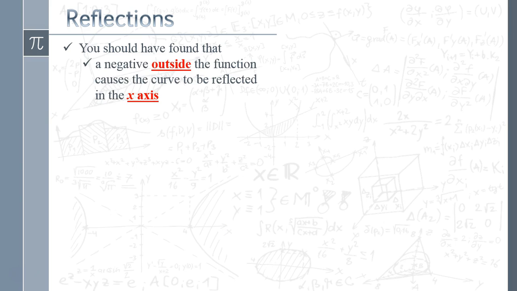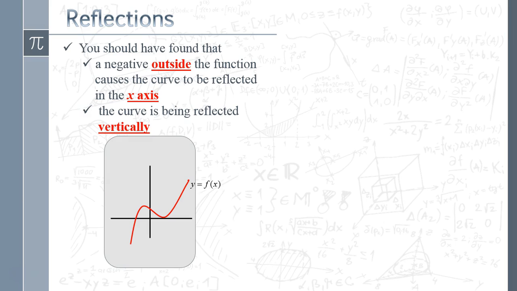Okay, and the final thing to think about is our reflections. This is where we've got negatives, and again you should have seen that a negative outside the function causes the curve to be reflected in the x-axis, so that's a vertical reflection essentially. So there's our function, and if we take each point of the curve, for example this point up here, put a minus on the front of it, it's going to end up down here. Likewise, a point down here on my curve, put a minus on the front, it's going to end up here. So essentially the whole thing is just reflected in the x-axis.